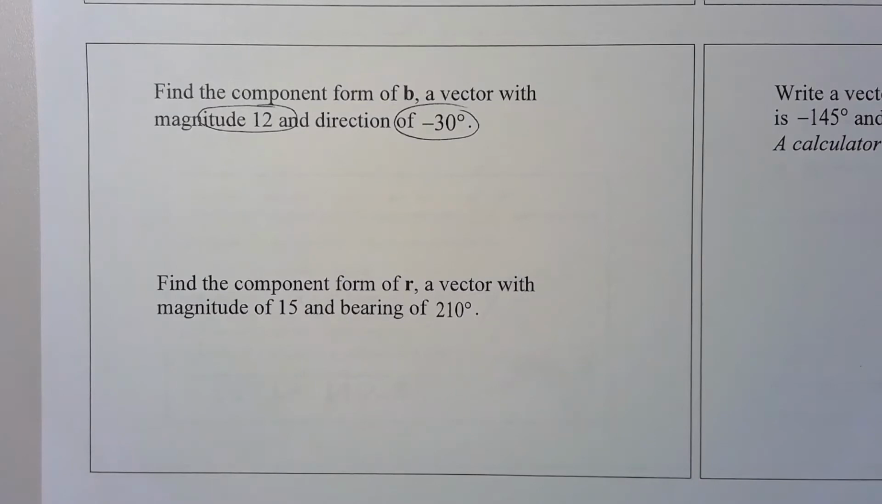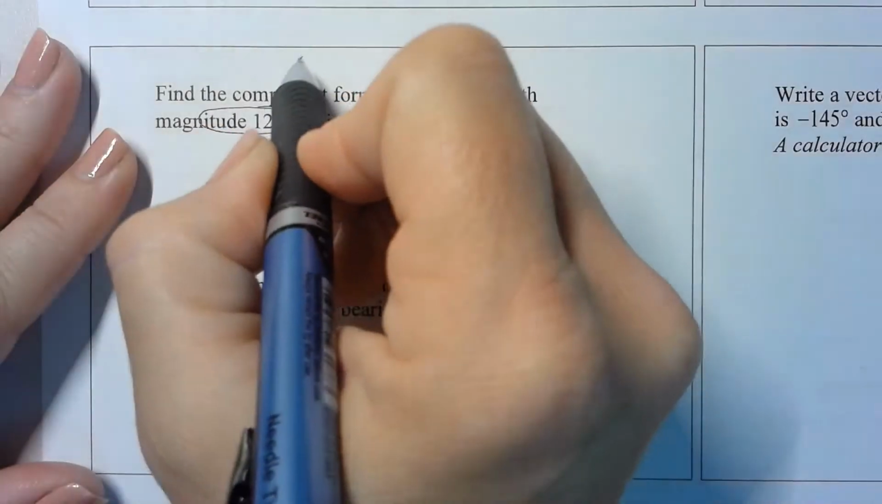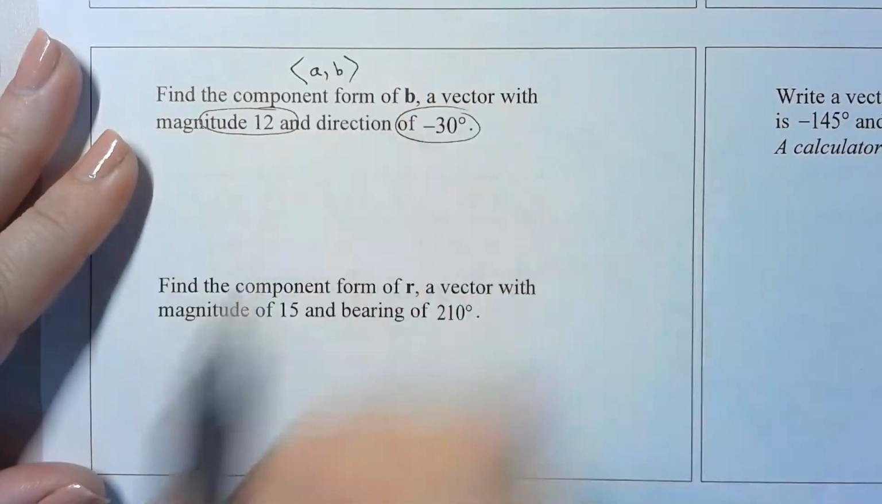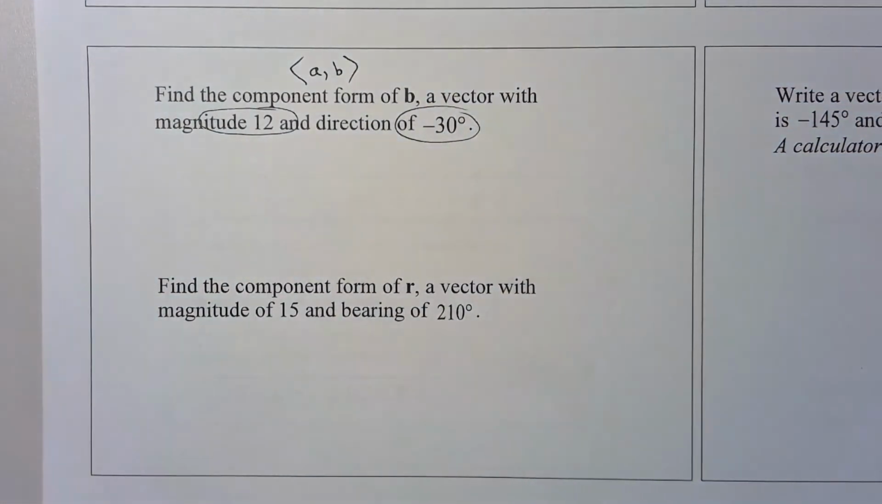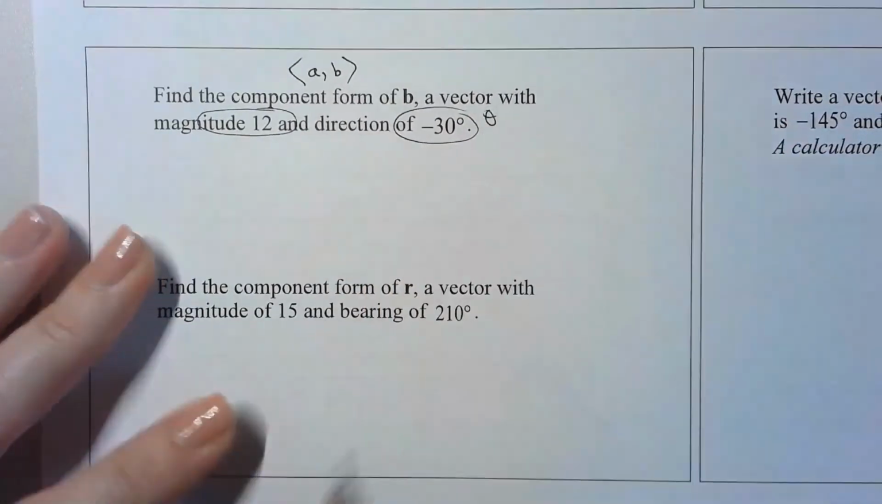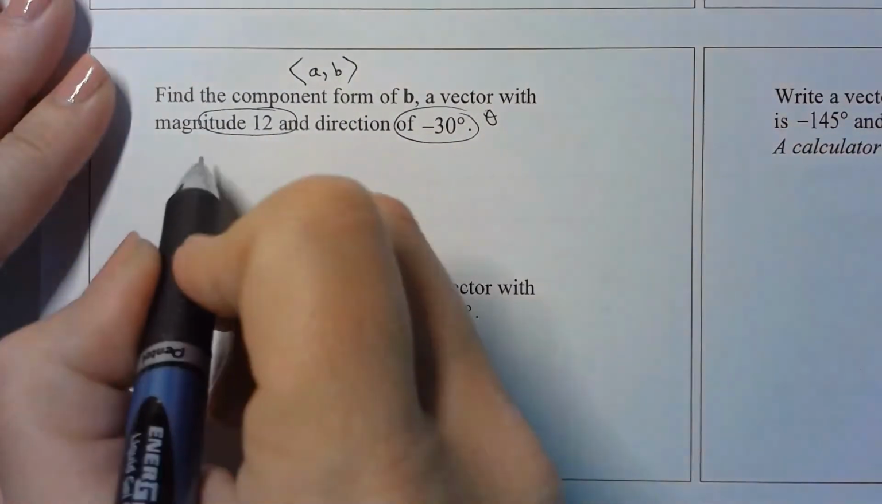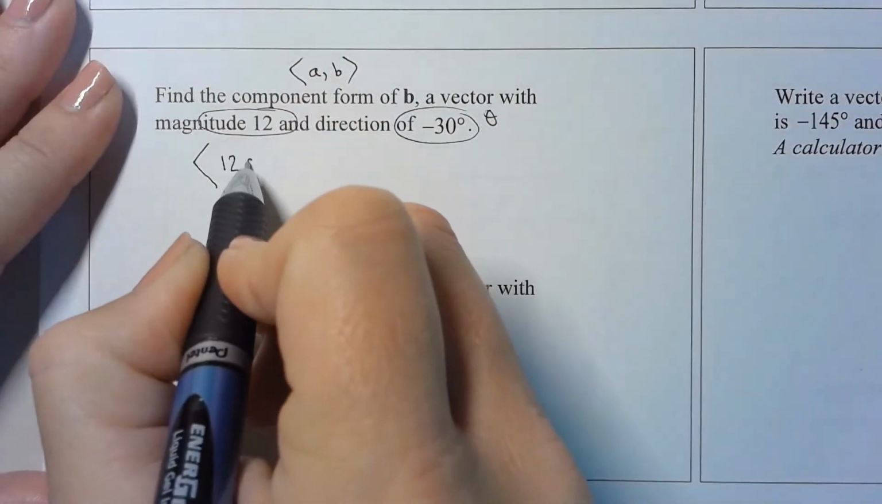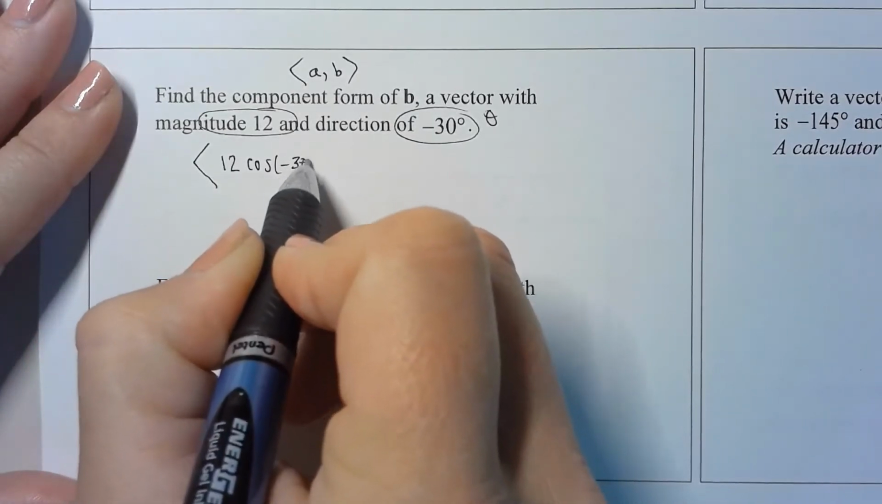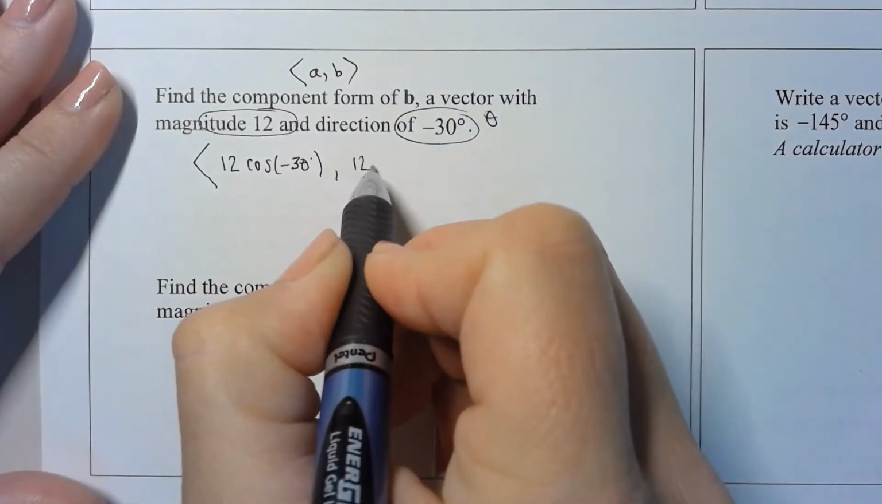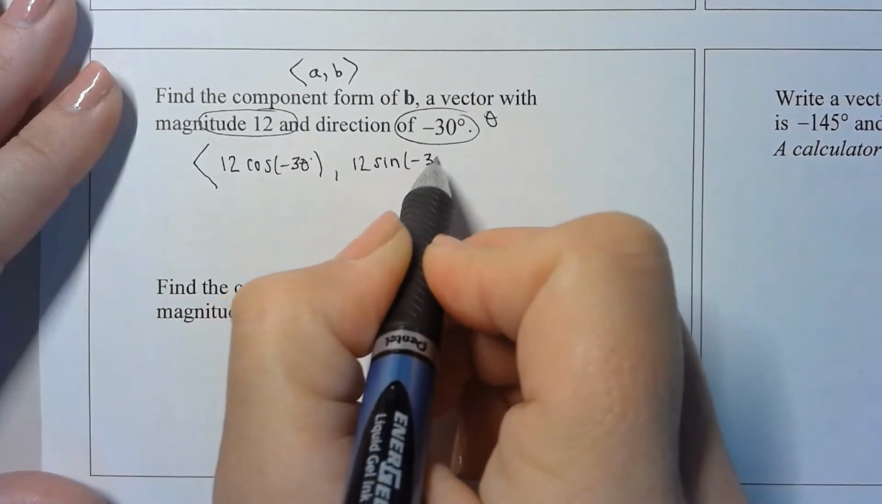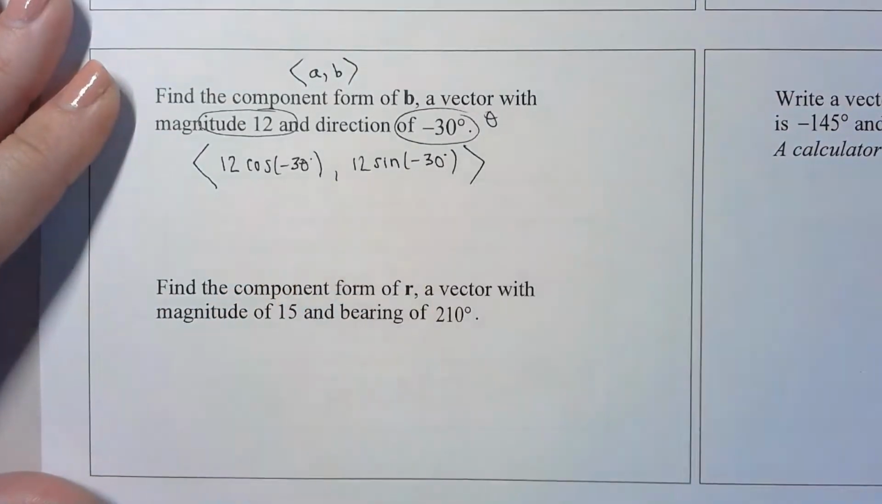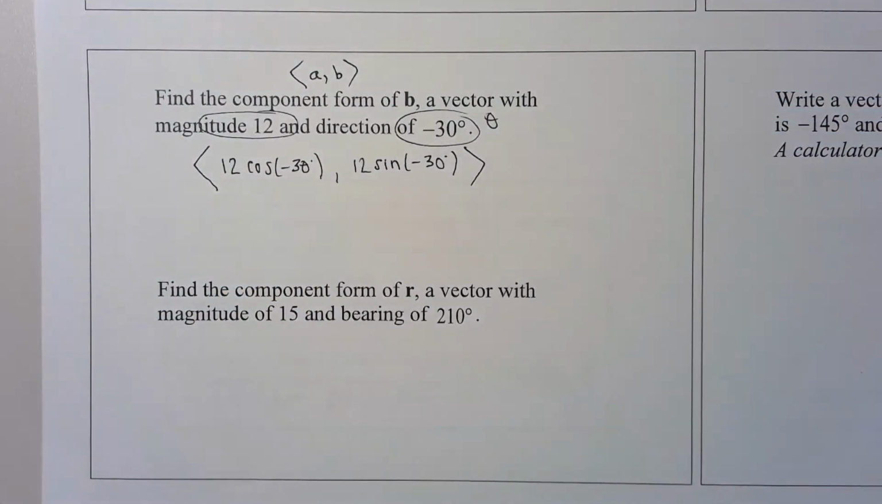Sorry. So it says find the component form. Remember, component form looks like this. The magnitude is 12. The direction, or the angle, is -30. Well, we have a formula for that. We need the magnitude times the cosine of the angle. Then we need the magnitude times the sine of the angle. That's what we just came up with on our last slide.